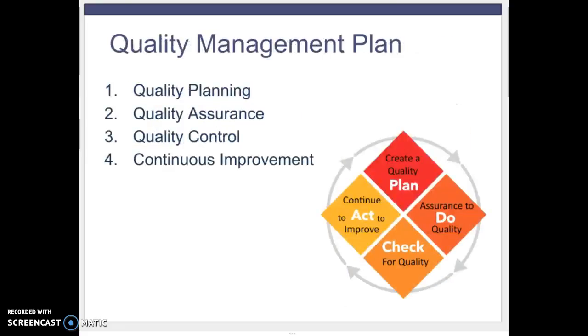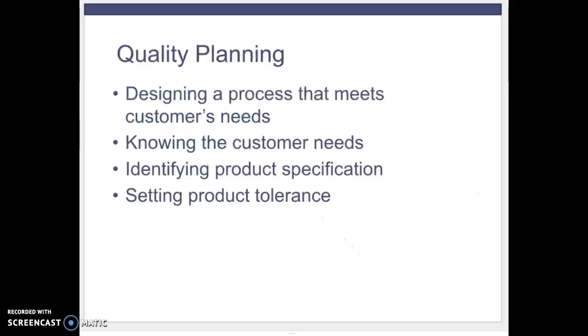When we talk about a quality management plan, there are 4 aspects to that quality management plan. They are quality planning, understanding how to achieve that; quality assurance, knowing what your standards are; quality control, how do you fix it; and continuous improvement. Continuous improvement is where we have this product at this level, how do we continue to increase the quality of the product while retaining the bottom line for the customer?